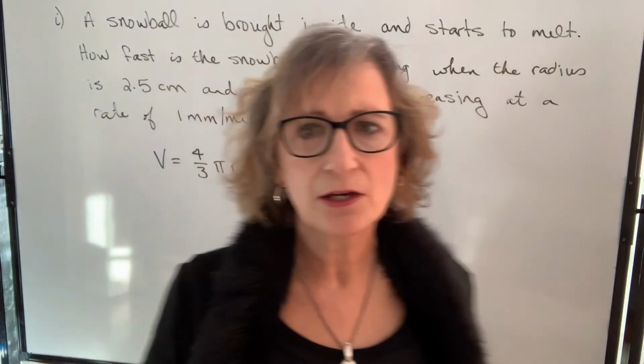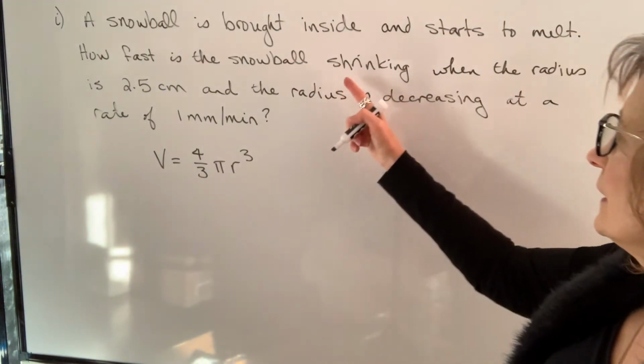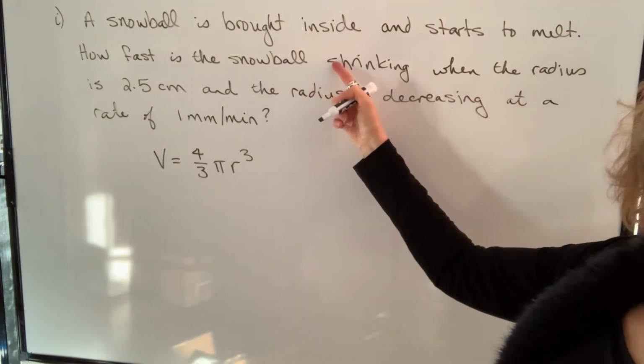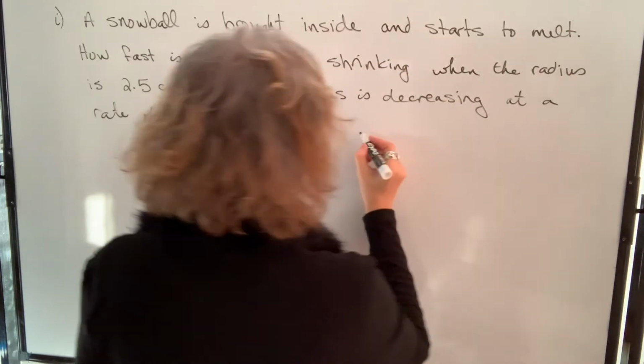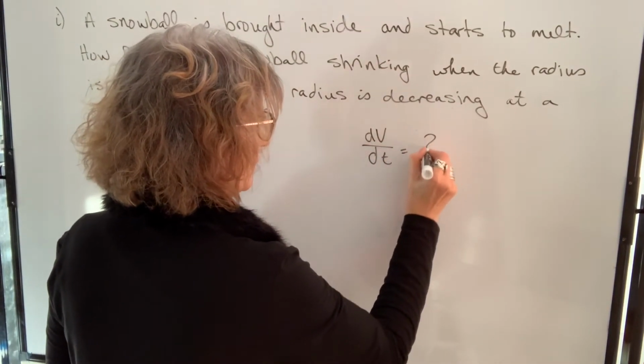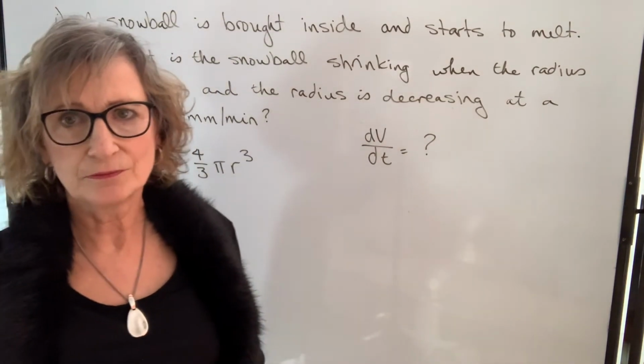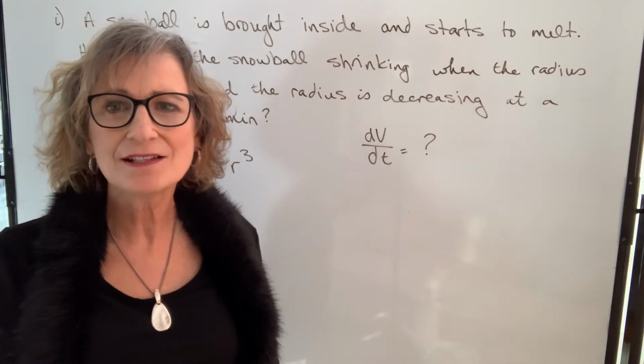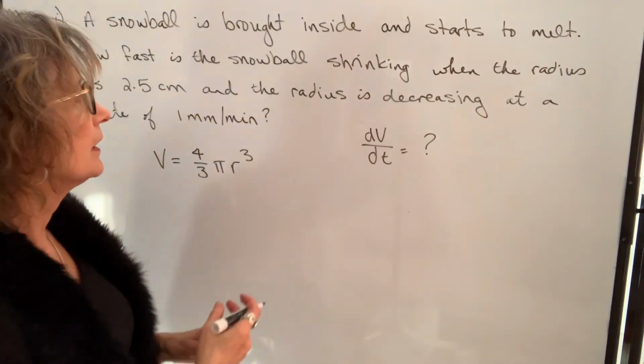Let's also write down the things that we know. We want to know how fast the snowball is shrinking. So what we're finding is the rate of change of the volume. That will be our unknown. So we're finding dv dt. How fast means with respect to time.